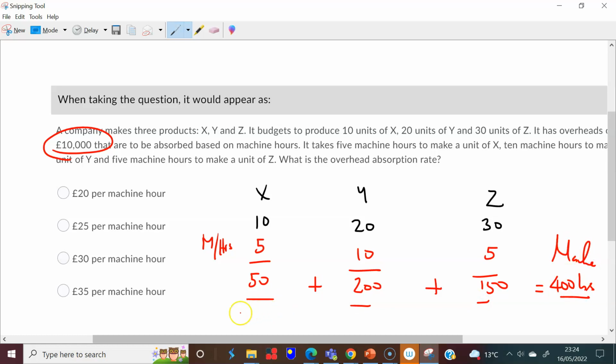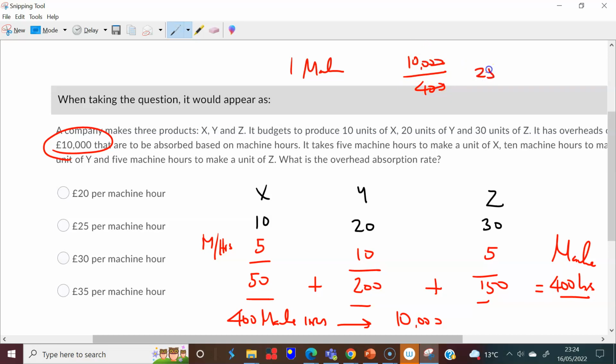400 machine hours. So 400 machine hours are causing £10,000 of overhead, and therefore 1 machine hour. So that's what we're really trying to find here. How much does a machine hour cause? So that's what we mean by the overhead absorption rate. So in effect, we have 10,000 divided by 400. And so we now have, 4 into 100 is £25. So we have £25 per machine hour. That's what absorption is all about.